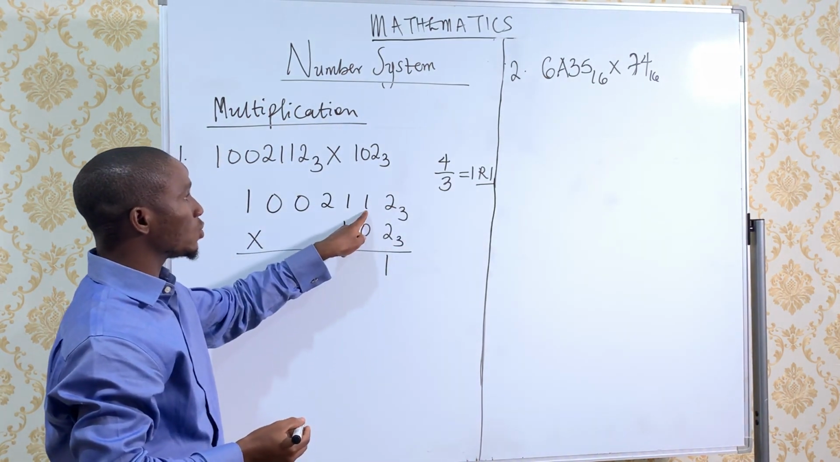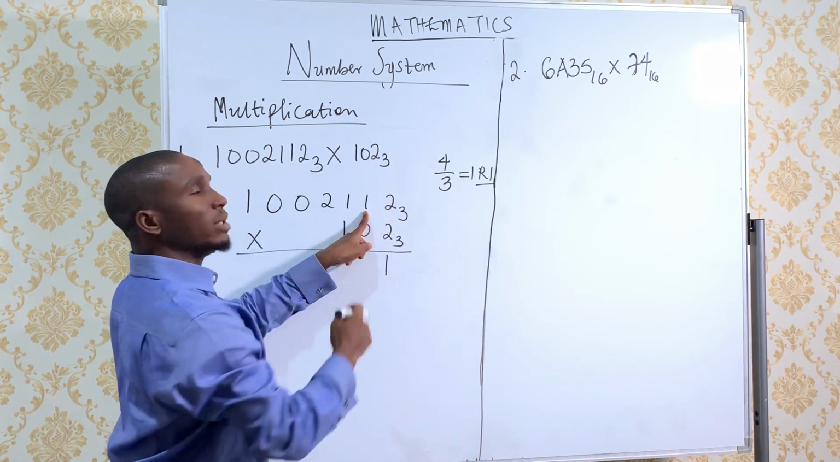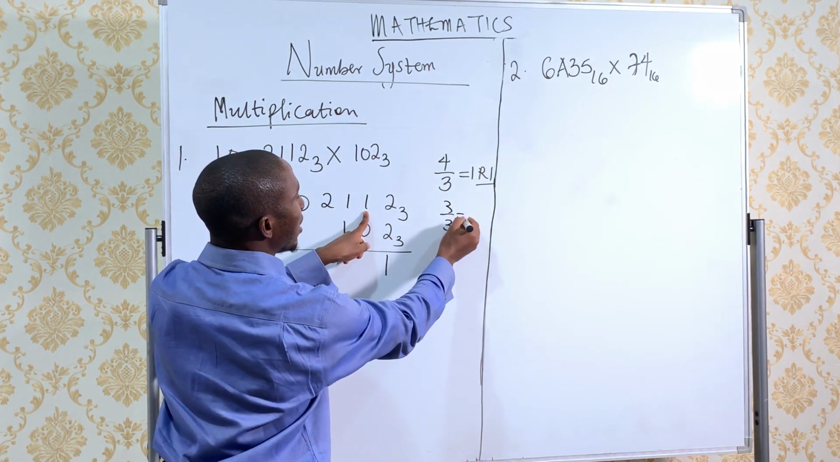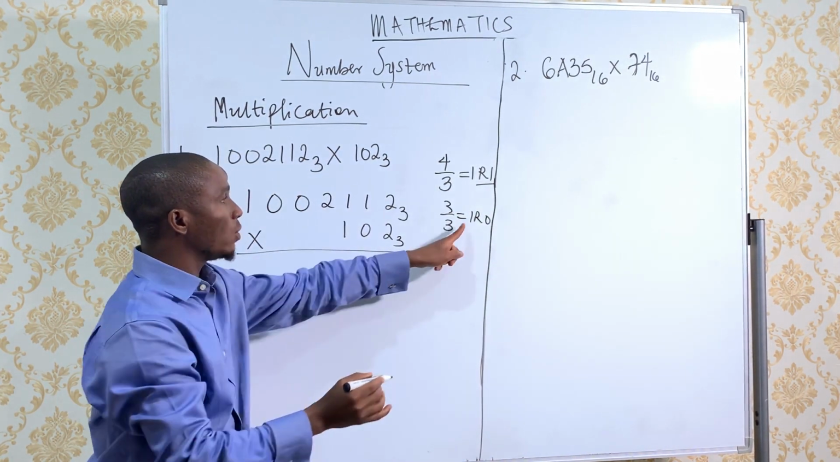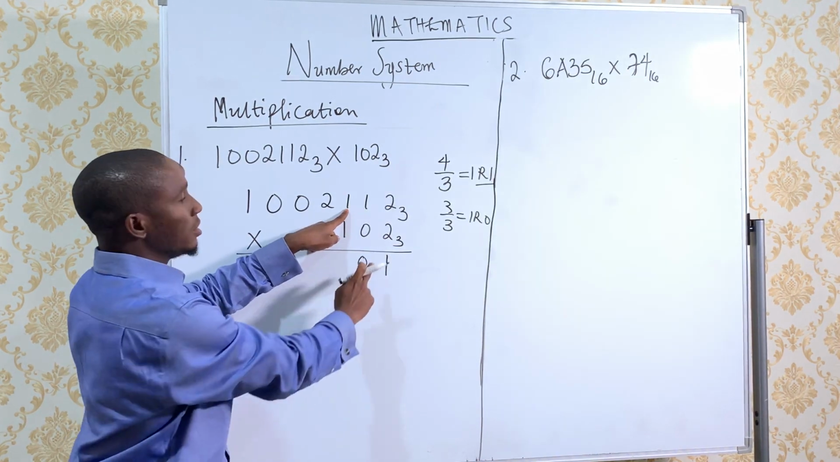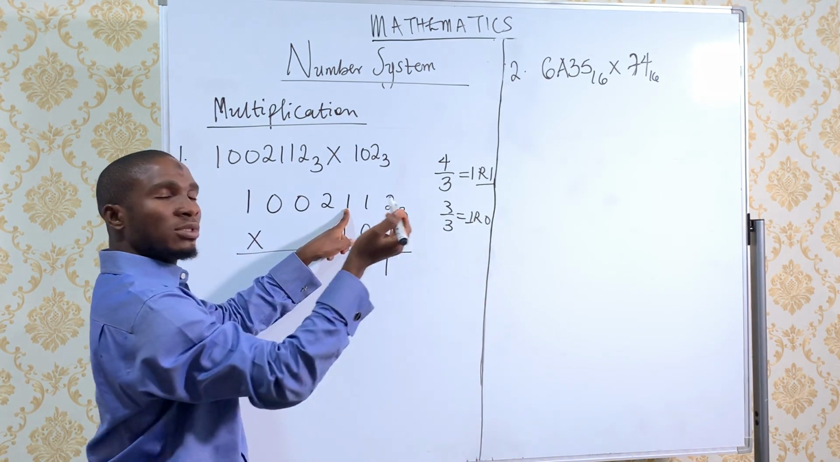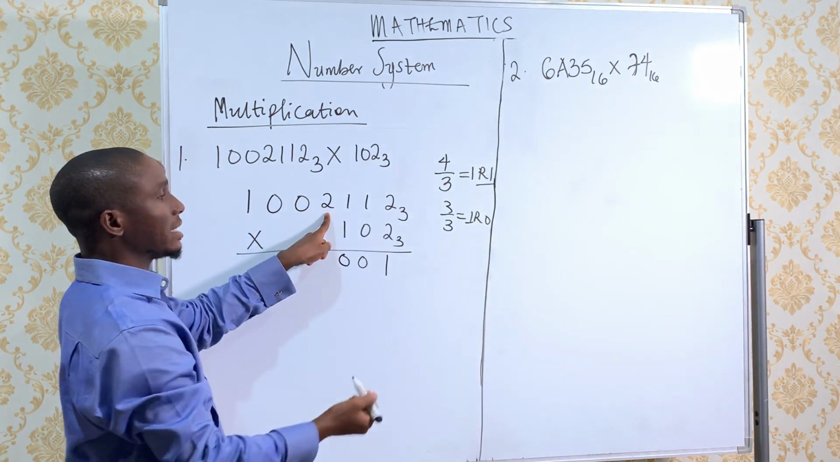Now, 2 times 1 will give us 2, plus this 1 that is coming to make 3. 3 divided by 3, that will be 1 remainder 0. So you put down 0, you carry 1 to the next number. Now, the next number is 1. 2 times 1 is still 2, plus this 1, that will give you 3 again. That is 0. You are still carrying 1 to the next number.